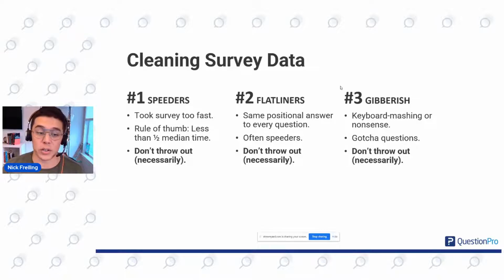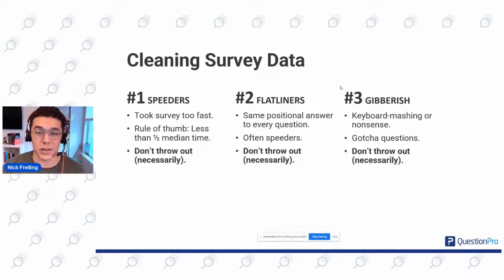here's what you do. Number one are speeders, people that took the survey too fast. You need to discard them from your data set. I say don't throw them out necessarily, but if you're using our audience product and you're getting a lot of responses, don't worry about throwing out a small handful of responses just because they went too fast through your survey. A rule of thumb there is if they took less than half the median time to finish the survey, flag them, and I would just discard them if you're using QuestionPro.